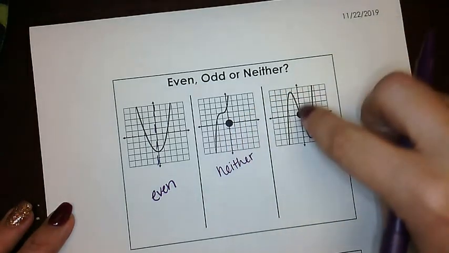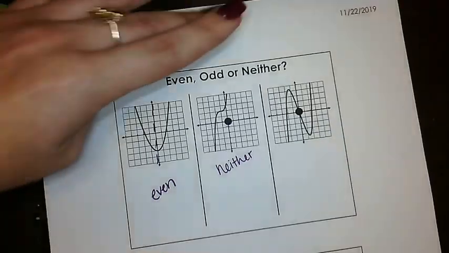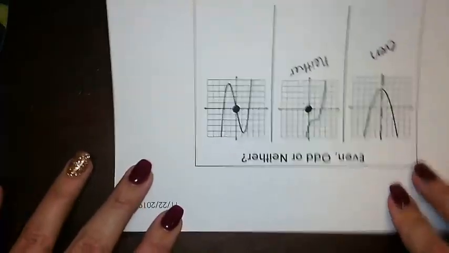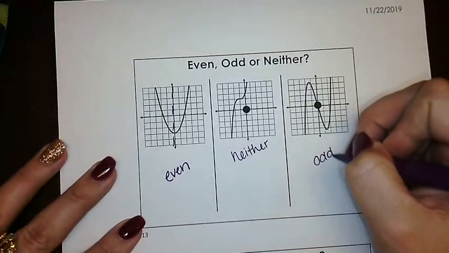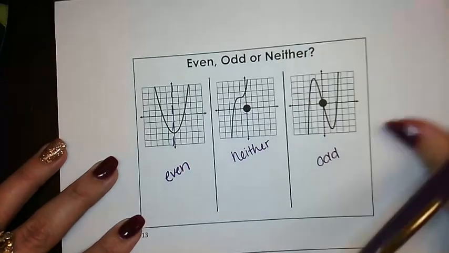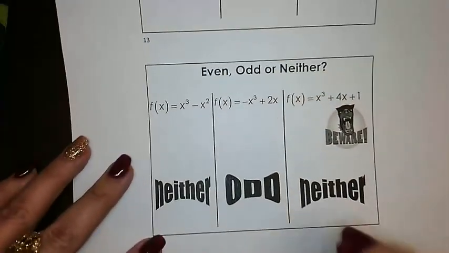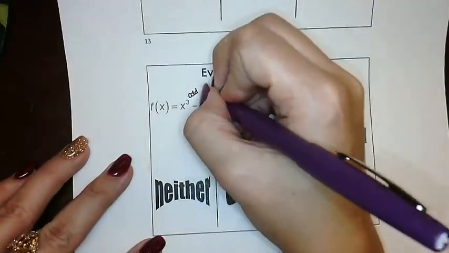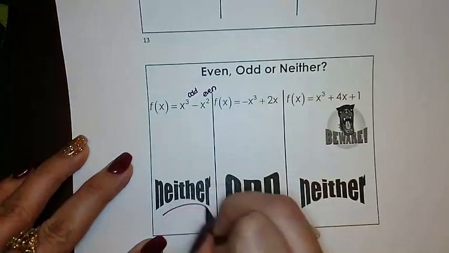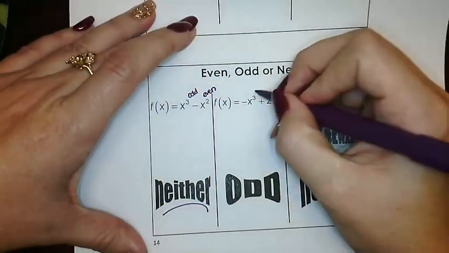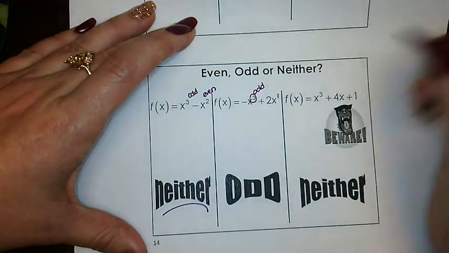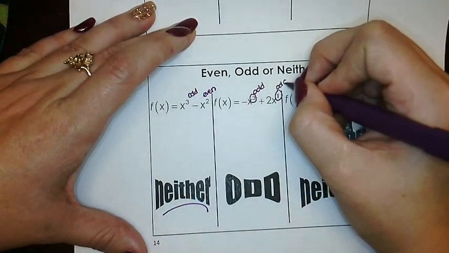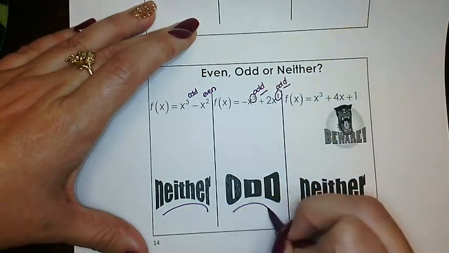And on this one, can I rotate it 180 degrees about the origin? Yes, it looks the exact same. So this is odd. And then for the last bit, I look at this. I have an odd and an even. So it's neither. I have an odd. This is x to the first power. 1 is also odd. They're both odd, making this an odd.